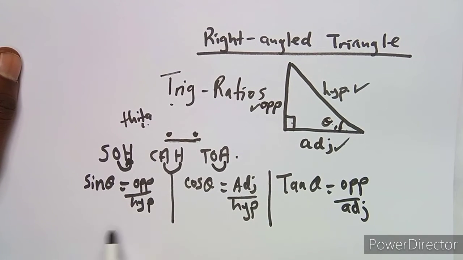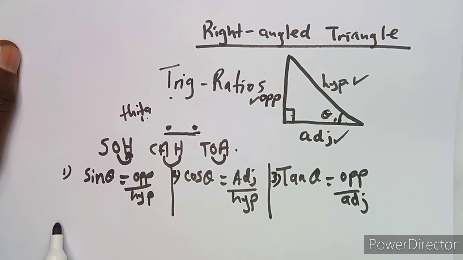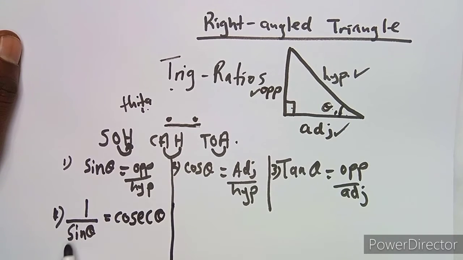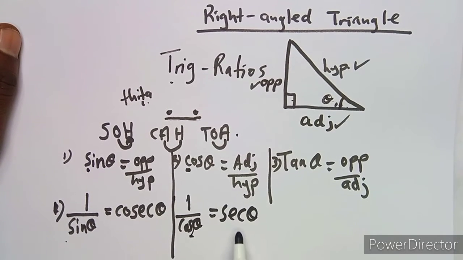In addition to these three ratios that we have, there is the fourth one, where we have 1 over sine theta, which gives us what is called cosec theta. Take note, guys: 1 over sine theta is cosec. Then 1 over cos theta is going to be sec theta. So sec is 1 over cos, and you're supposed to know this part.